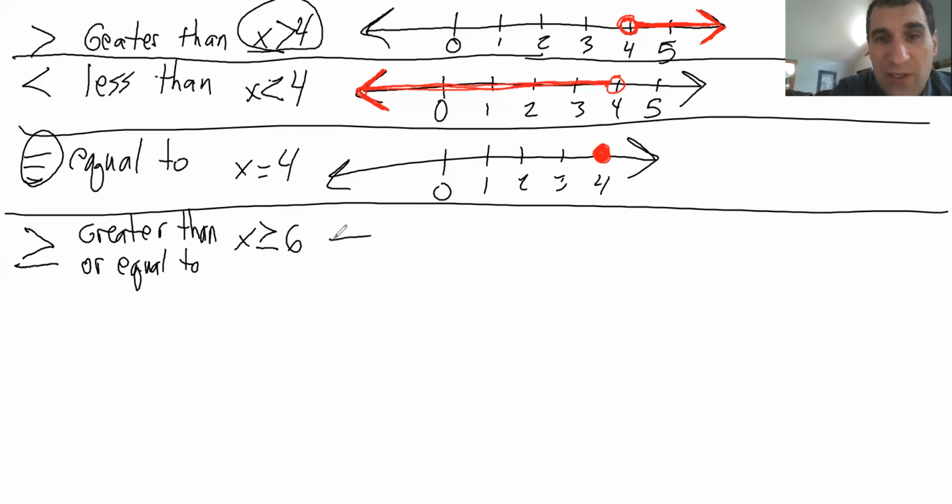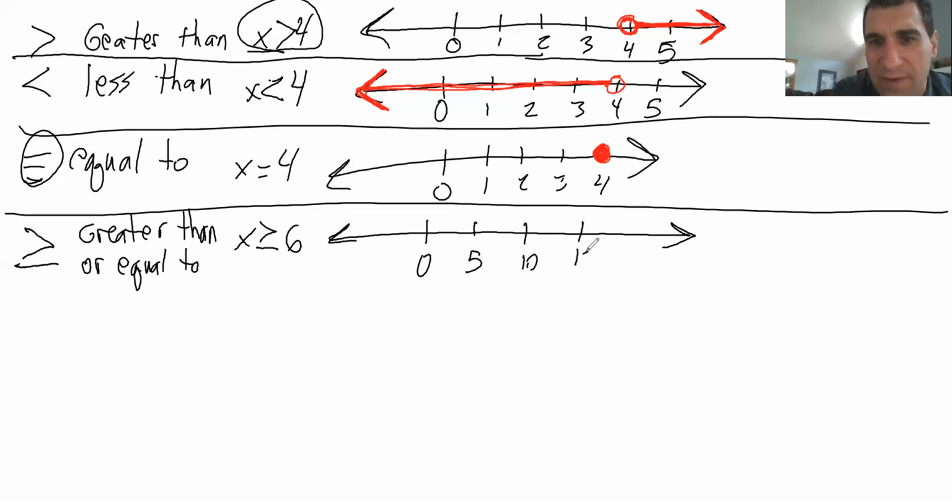So I'm going to transfer this to a number line. So here's what this looks like. I'm going to have 0, and let's count by 5s this time. So I've got 5, 10, 15, and I'll go ahead and stop right there.